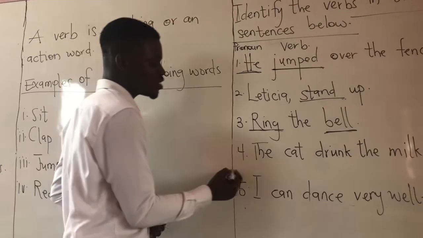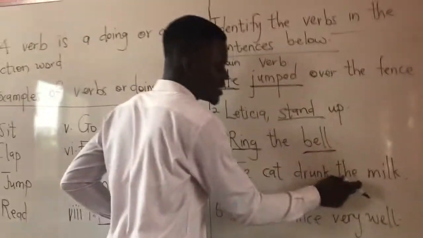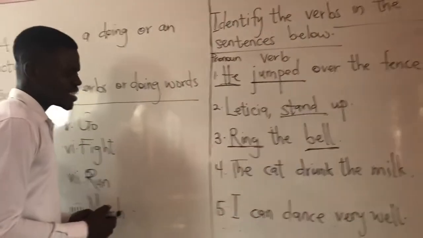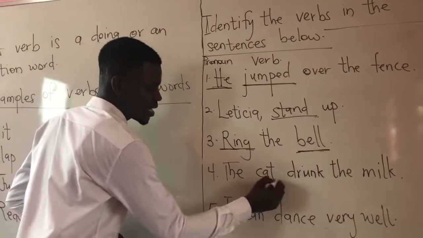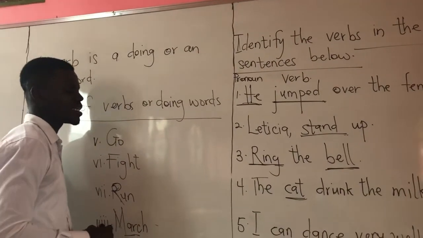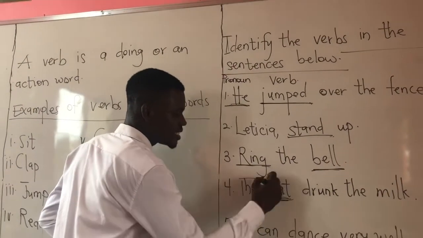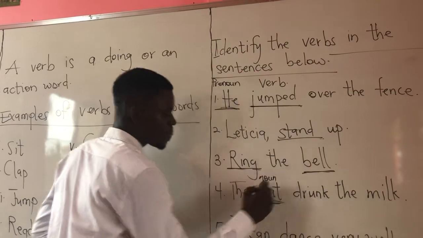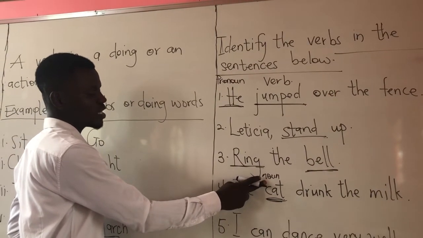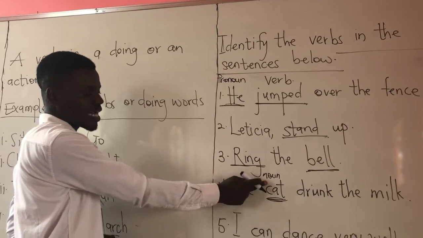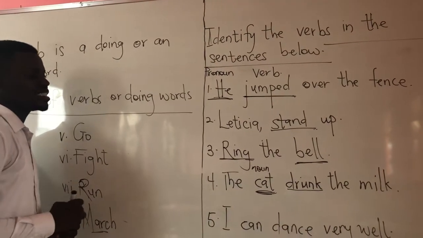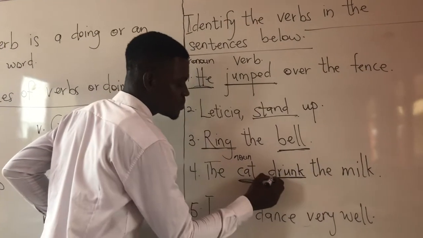Okay, now the next one. The cat drank the milk. Now I have cat. And we said a noun is the name of a person, animal, place, or a thing. So the cat here is what? The noun. It's an animal, so it is the noun. Okay. What did the cat do? The cat drank the milk. The cat did what? It drank the milk.